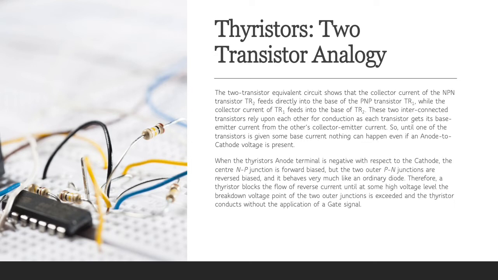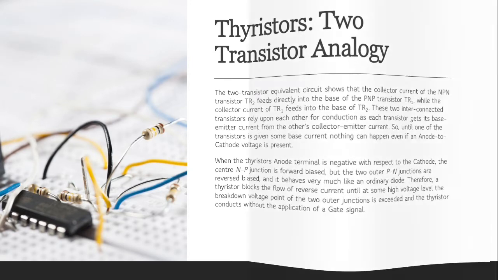When the thyristor's anode terminal is negative with respect to the cathode, the center NP junction is forward biased, but the two outer PN junctions are reverse biased, and it behaves very much like an ordinary diode. Therefore, a thyristor blocks the flow of the reverse current until, at some high voltage level, the breakdown voltage of the two outer junctions is exceeded and the thyristor conducts without the application of a gate signal.